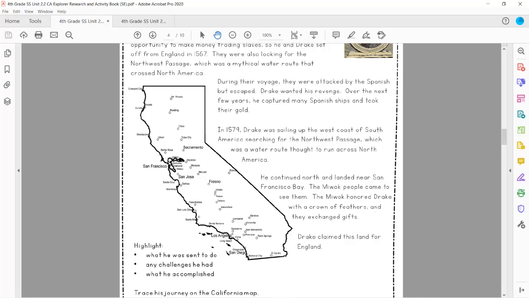He continued north and landed near San Francisco Bay. The Miwok people came to see them. The Miwok honored Drake with a crown of feathers, and they exchanged gifts. Drake claimed this land for England.